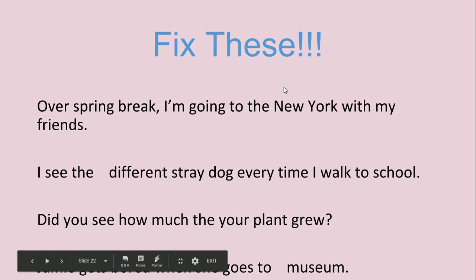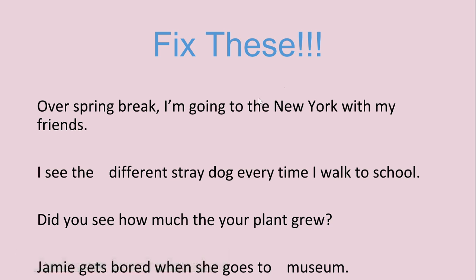So here we have some examples. Let's walk through them one by one. First, over spring break, I'm going to the New York with my friends. Well, that doesn't work because New York is a proper noun and the is an article, and proper nouns can't have articles. Goodbye.